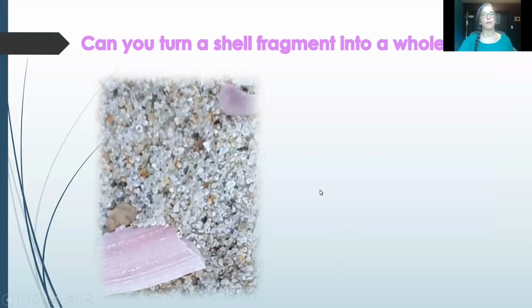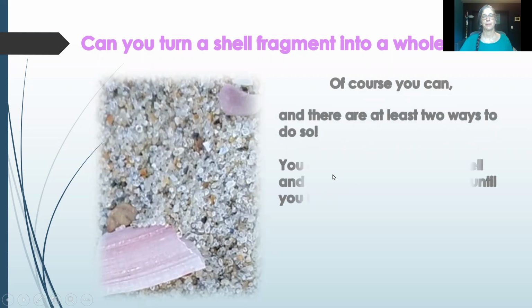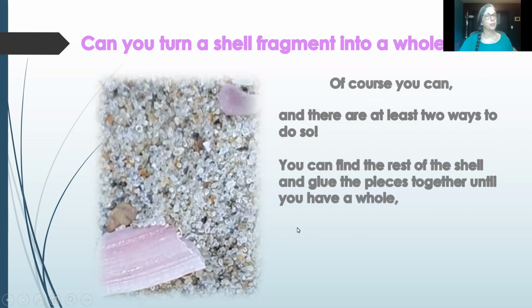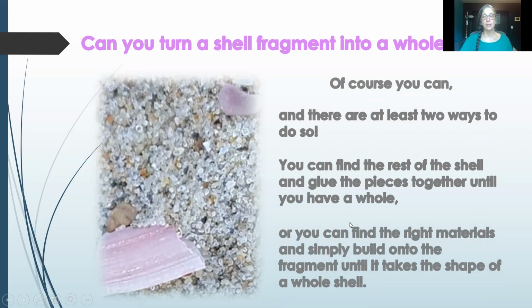Can you turn a shell fragment into a whole shell? Well, of course you can. You might have to think about it a little bit, but you can. And there are at least two ways to do so. First of all, you can find the rest of the shell, the other pieces, and you can glue all those pieces together until you have a whole. Or you can find the right materials and simply build onto the fragment until it takes the shape of a whole shell.